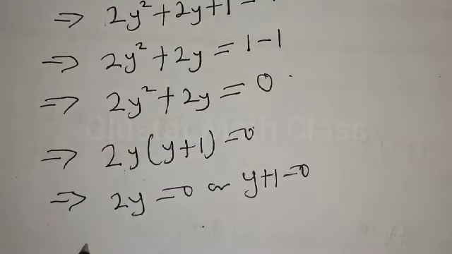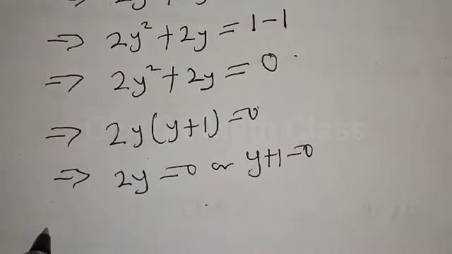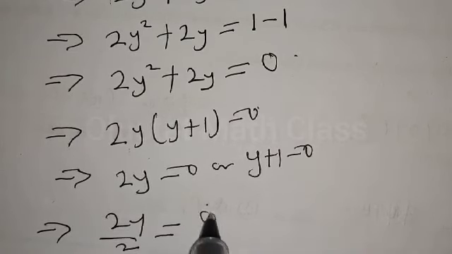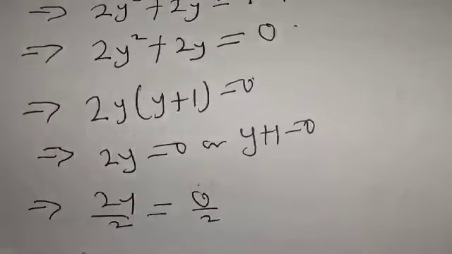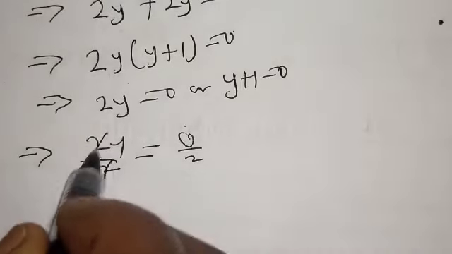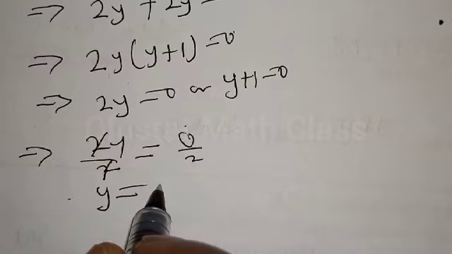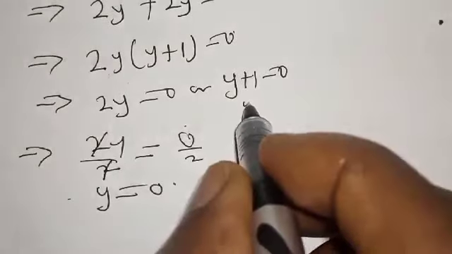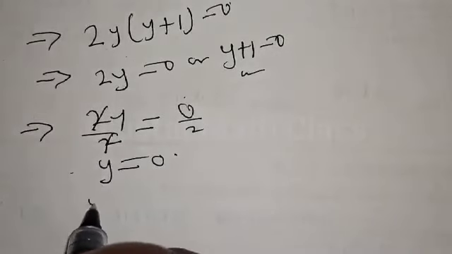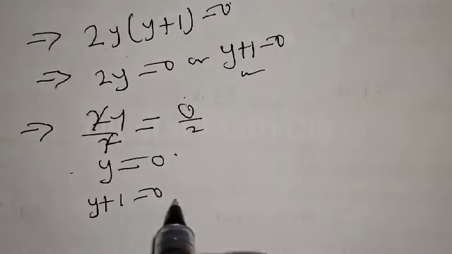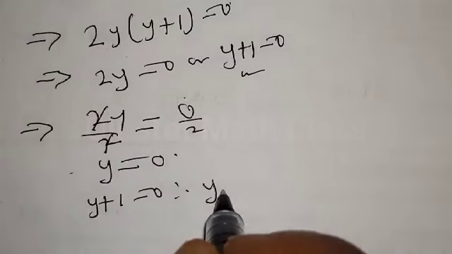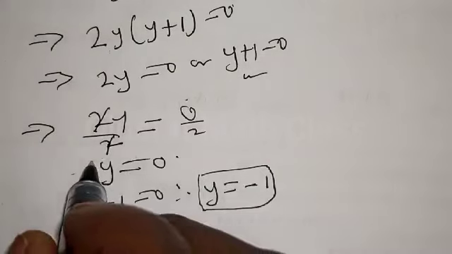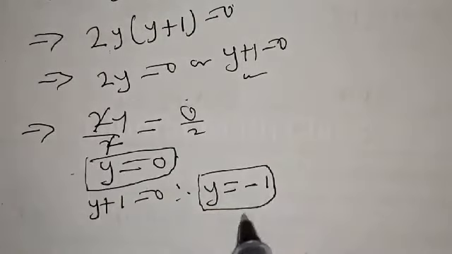Now, let's proceed. This implies that we have 2y over 2 equal to 0 over 2. This one will cancel this. Y will be equal to 0. Then from y plus 1 equal to 0, therefore, y is equal to minus 1. So we have y is equal to 0 and y is equal to minus 1.